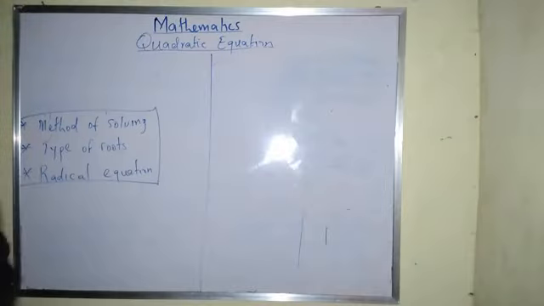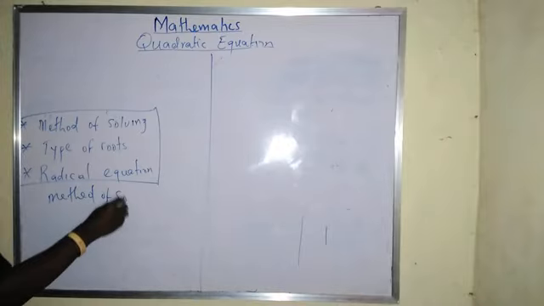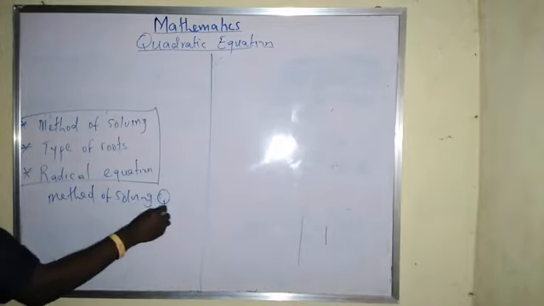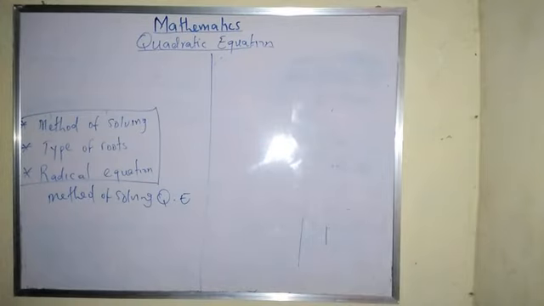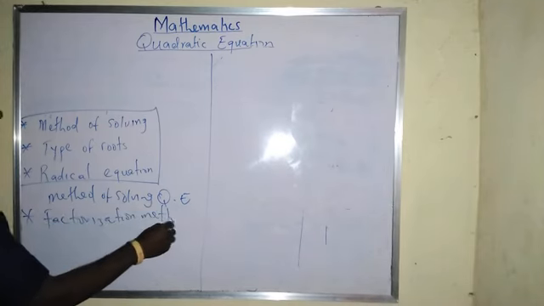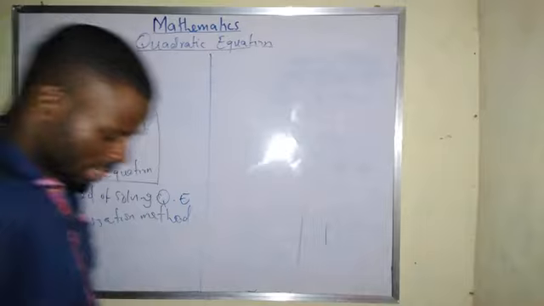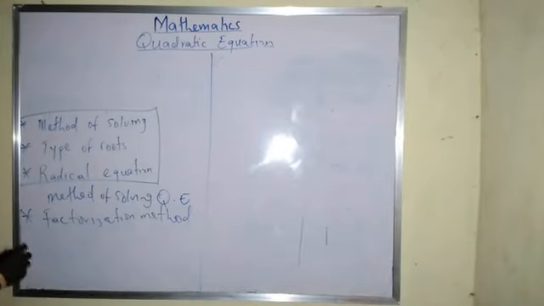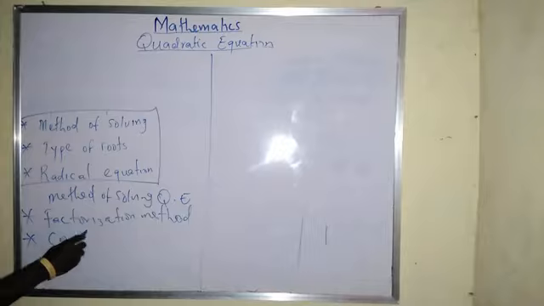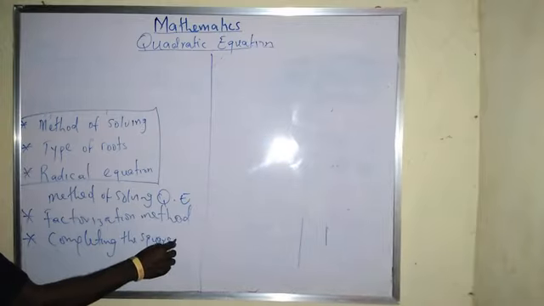Now, there are 4 methods of solving quadratic equation. The first one, we call it factorization method. Now, factorization method, that is very common at normal level. And the second one, we call it completing the square method.